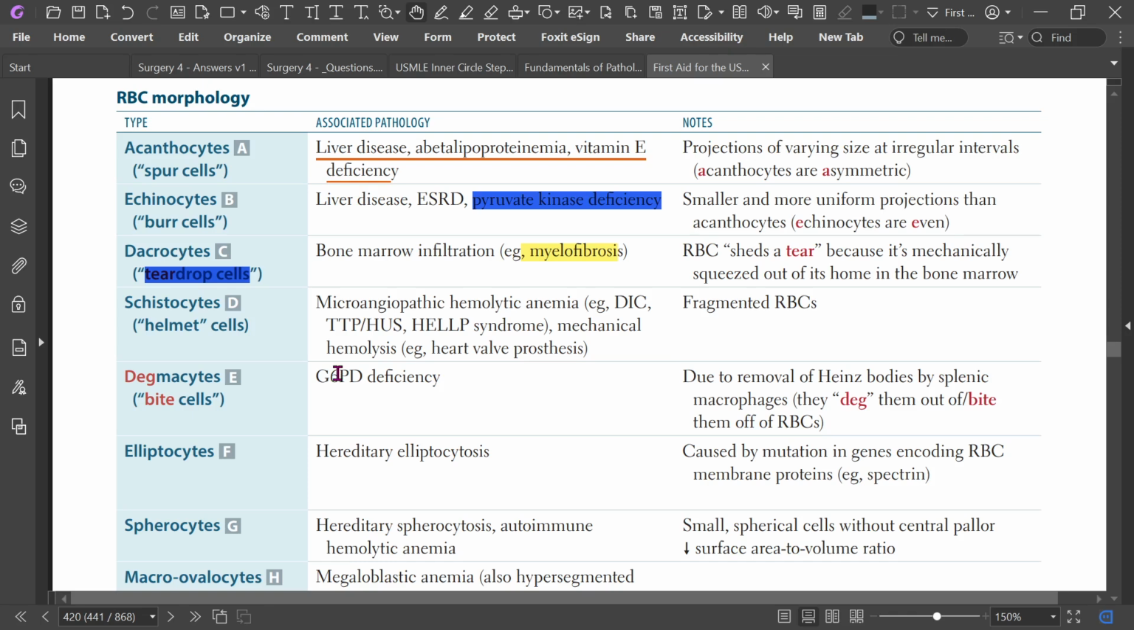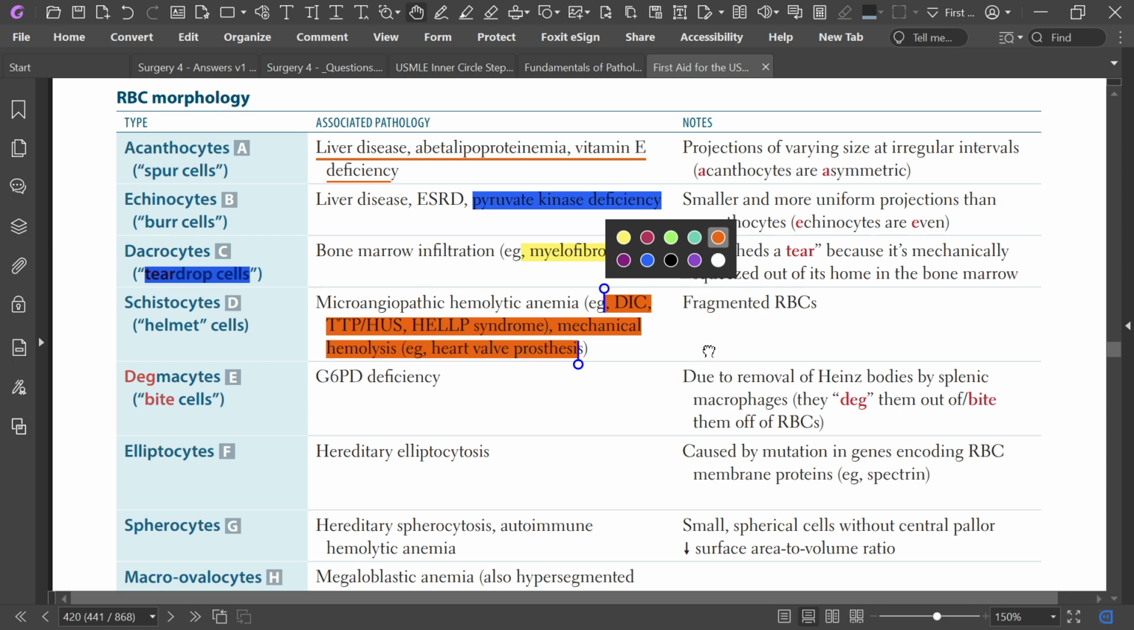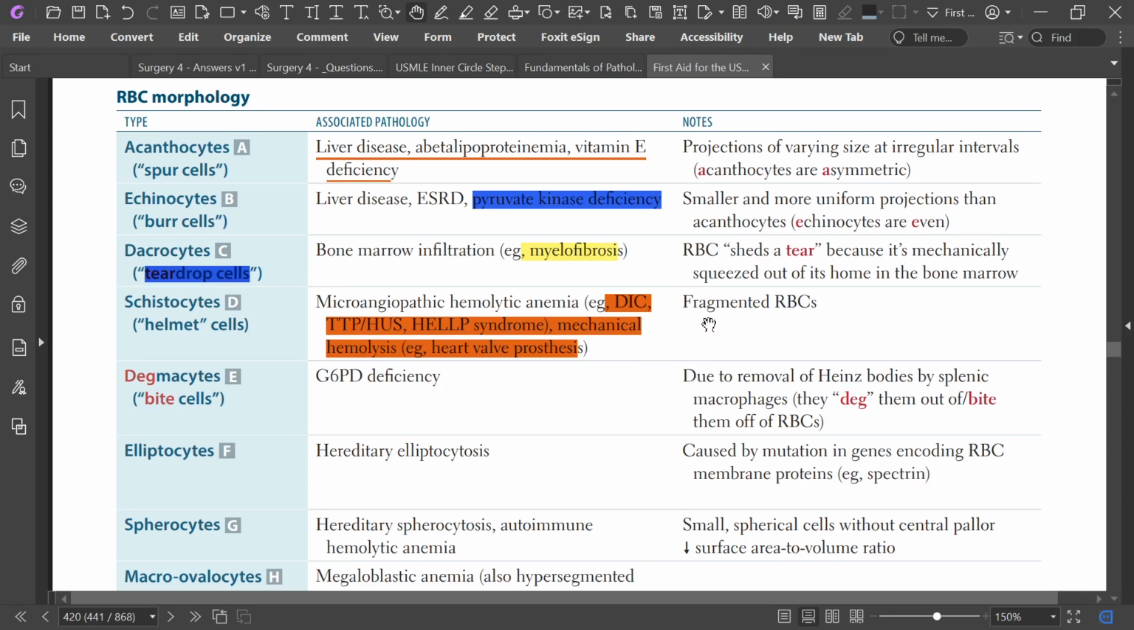Then schistocytes, the helmet cell or fragmented cell. These are present in DIC, TTP, HUS, and in mechanical hemolysis like heart valve prosthesis. This one is super high yield.